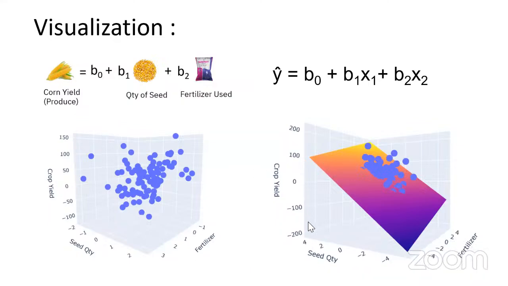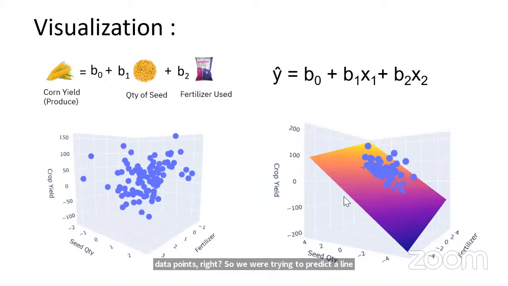Okay, so now for a linear regression, we were trying to fit in that line which is nearest, which is covering all the data points, right? So we were trying to predict a line which is covering all the data points. Now in 3 dimensions, like in multiple linear regression, the line becomes a plane, and we are trying to find a plane where most of the points lie, or which is the best fit for all the points that are there, right?